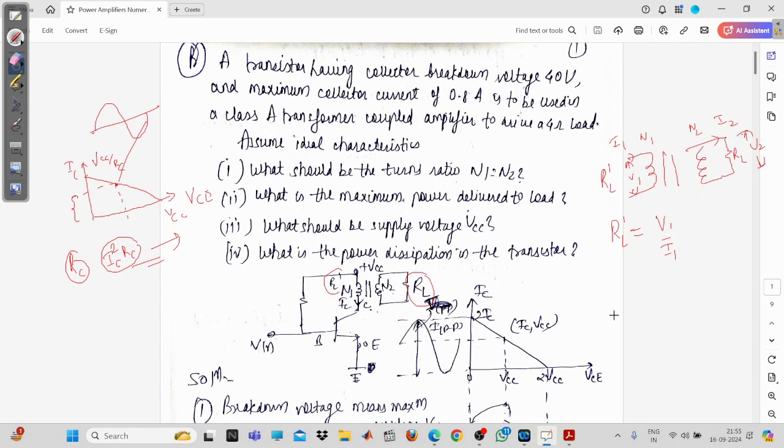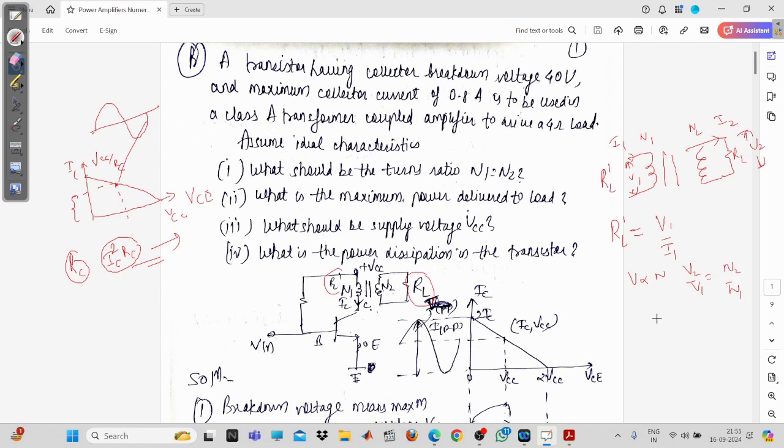In terms of RL, we know the relation that voltage is directly proportional to the number of turns, and you also know that the power will remain constant when you are transferring power from primary to secondary. So from this you will get one relation: V2 upon V1 will be equal to N2 upon N1. So voltage is directly proportional to the number of turns.